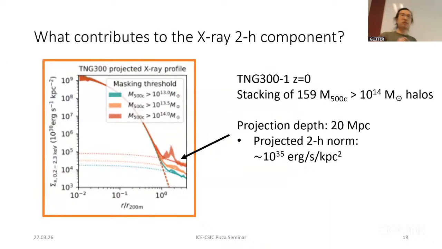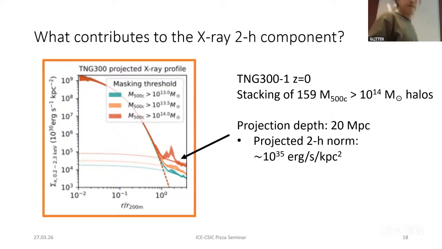Then we would like to know what contributed to the two-halo term we observed. So here we also do a similar stacking process using the TNG halos. We choose 159 cluster-mass halos and do the stacking. And here's the stacked profile. Here we use different thresholds to exclude the nearby halos. You see that the two-halo term normalization is different. For sure, if we exclude more halos in the nearby region, then we get a lower two-halo term normalization.